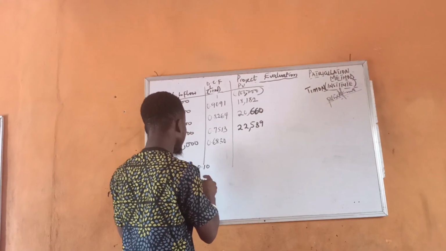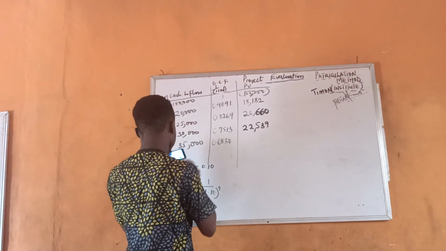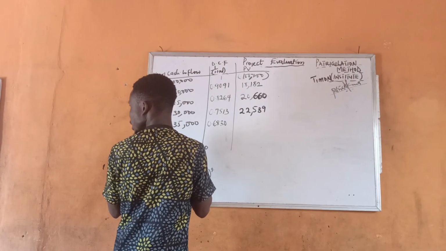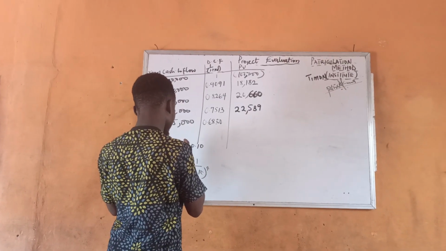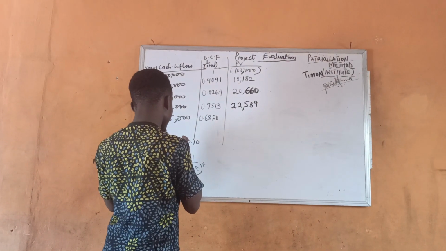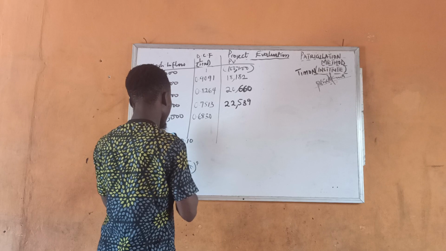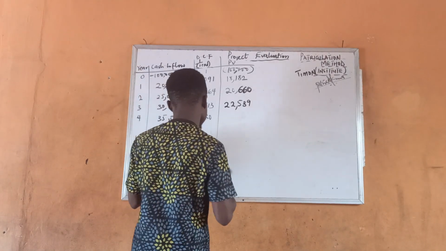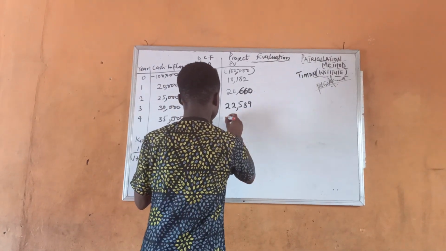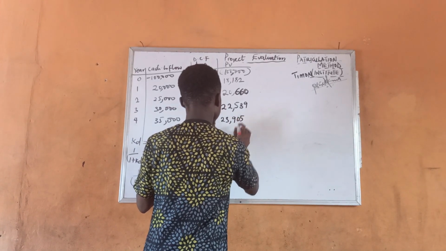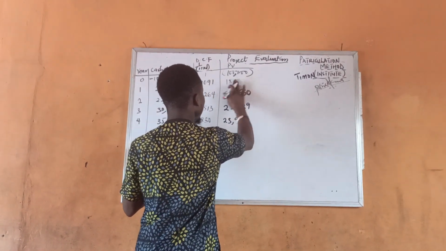Then for the fourth year, 0.6830 multiplied by 35,000. We'll have 23,905.